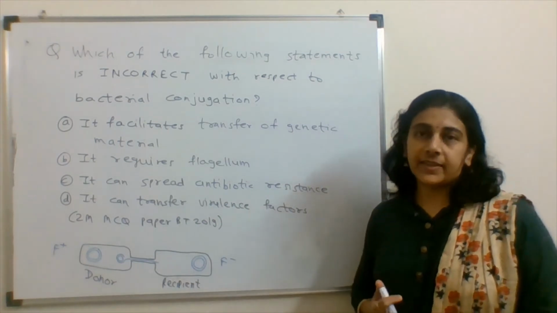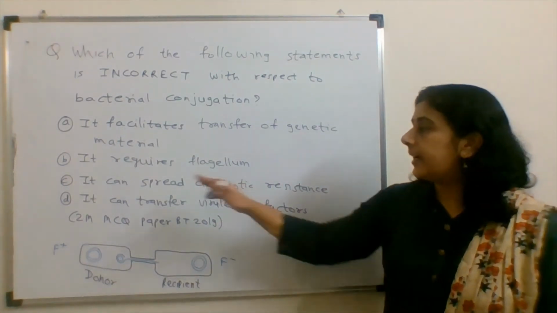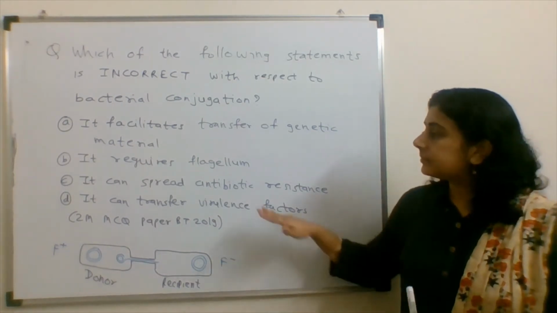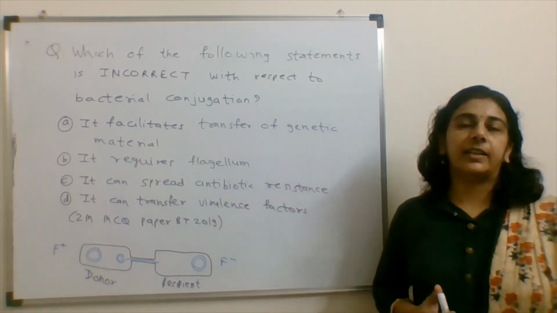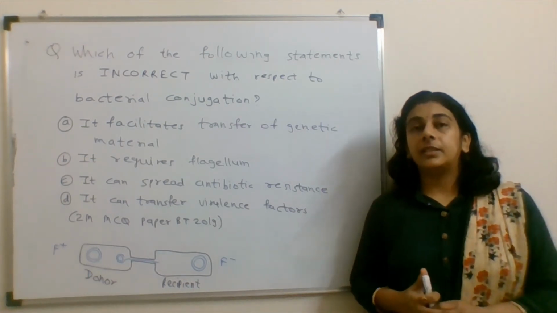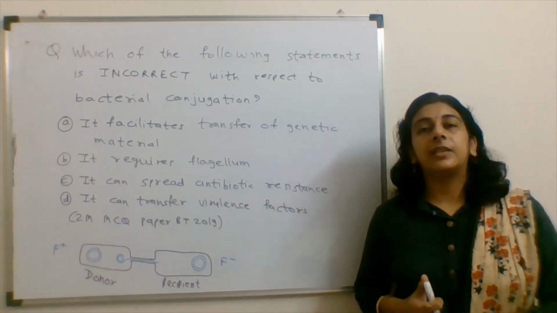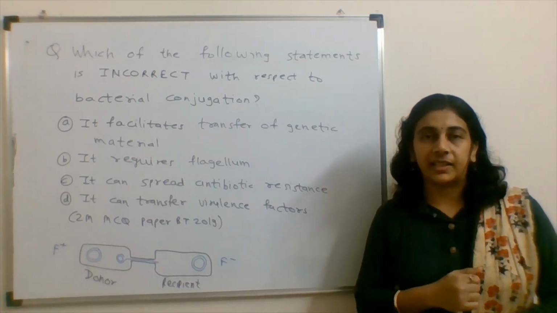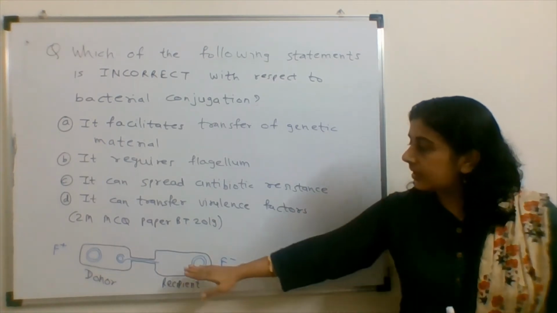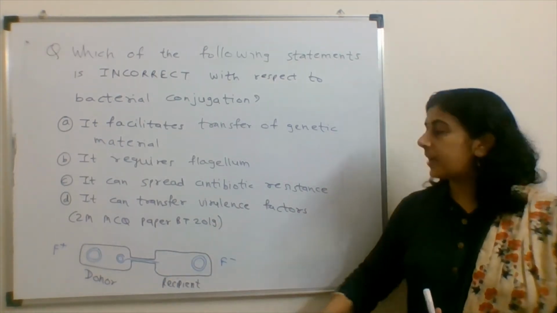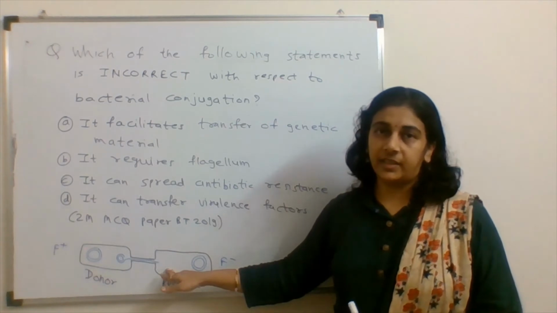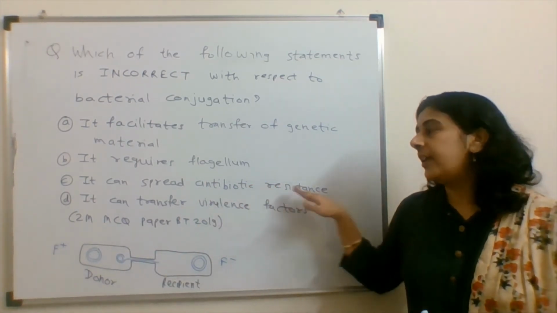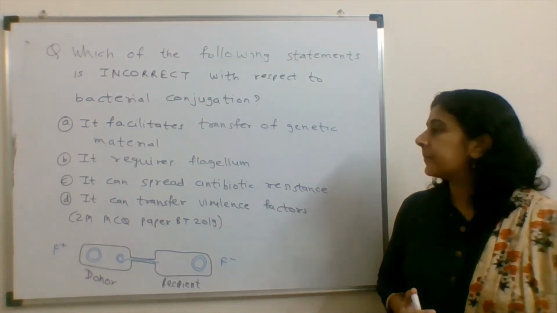Now going to the next statement. What it says, it can spread antibiotic resistance. When we think about antibiotic resistance, the first thing that comes to our mind is that antibiotic resistance is present on a plasmid DNA. Here also in this diagram I am showing that plasmid DNA is getting transferred. So this is the correct statement. It can spread antibiotic resistance.